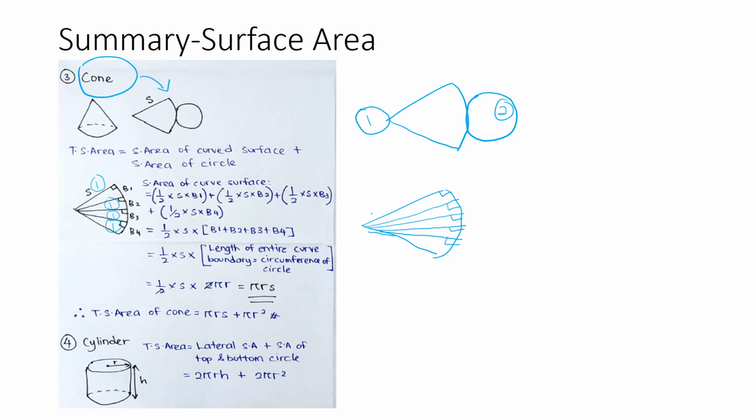Okay, so once you get the right angle triangles, assume the slanted surface of this curved area of the cone is represented by S.